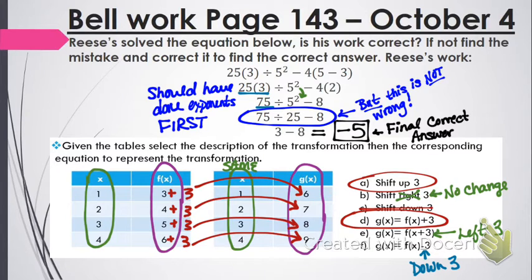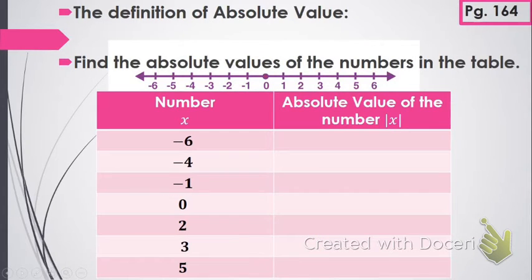All right, I need you to flip forward in your books to page 164. We're going to talk about something called absolute value. Absolute value looks like 2 vertical bars around either a number or a variable or an expression.